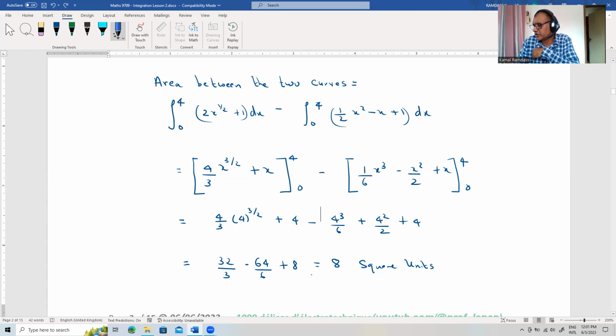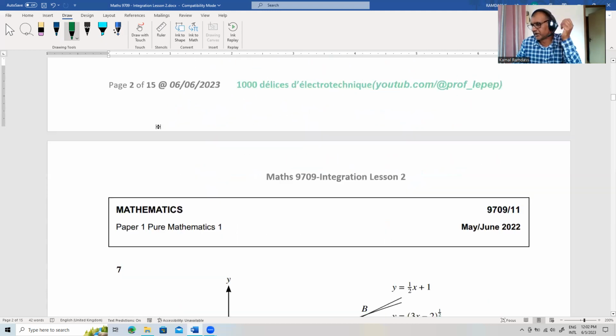Pas oublier nous mettre square unit ou bien nous mettre, même affaire ça, unit square. OK, and area, c'est toujours an unit to the square.